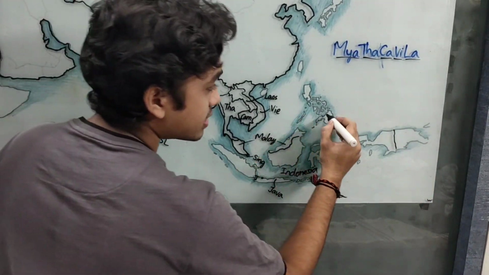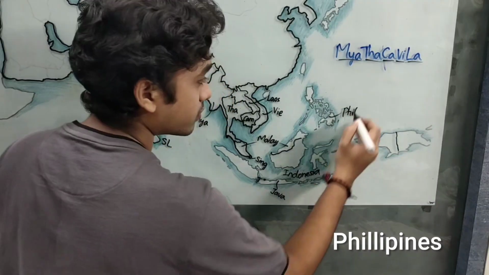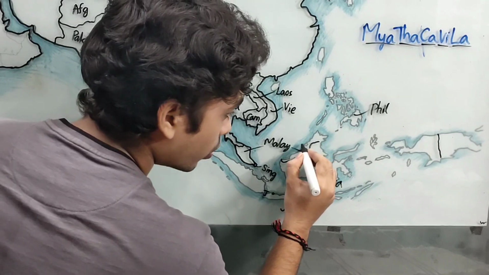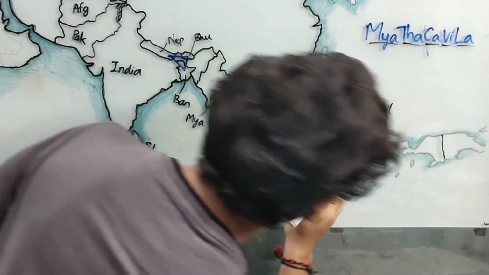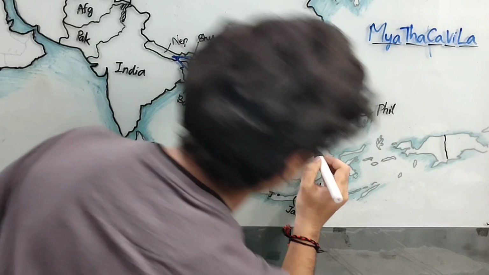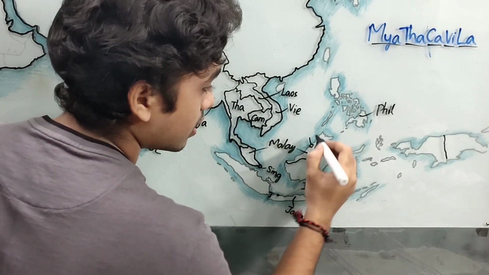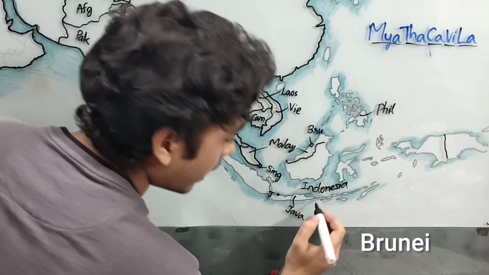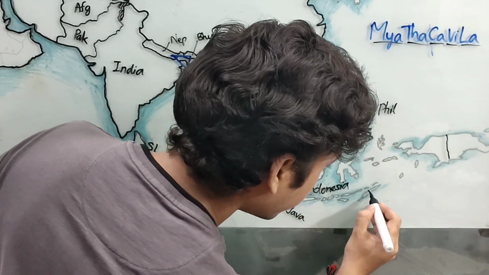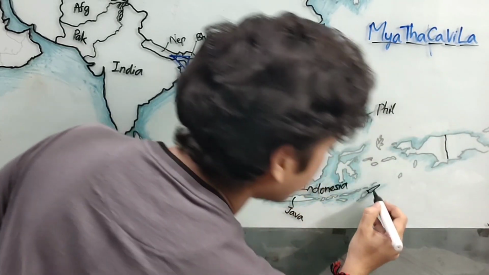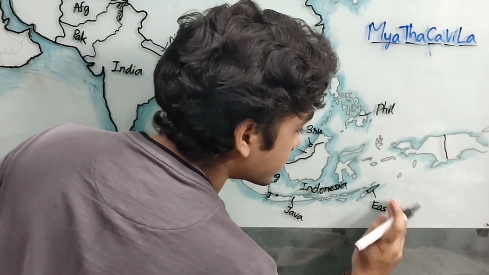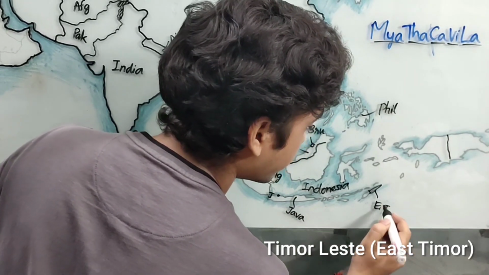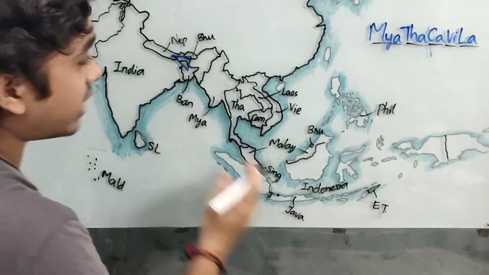Now, next country is this. This is the Philippines. All these islands are the Philippines. We also have two more small countries here. This small one is Brunei. It is present in Malaysia, and then right here on this island, this is East Timor or Timor Leste. This is another country. So here we have Southeast Asia.